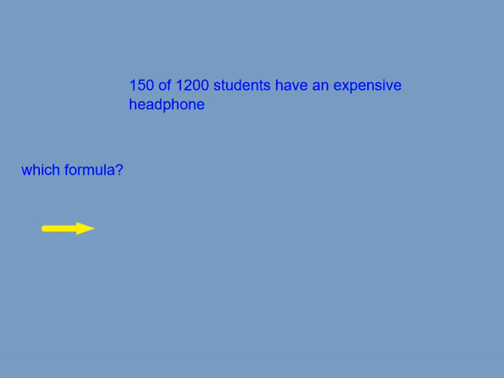150 of 1200 students have an expensive headphone. The question is, what's the percentage? You can pause it to answer the question yourself. The first question you have to ask yourself is, what formula to use? Well, that's number divided by total because there's no time lapse. So number is 150, total is 1200, times 100%, and you have the answer 12.5%.